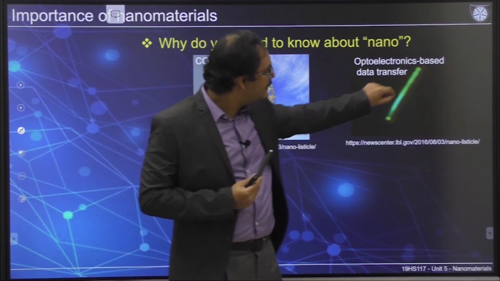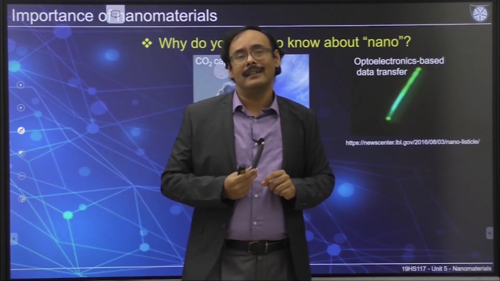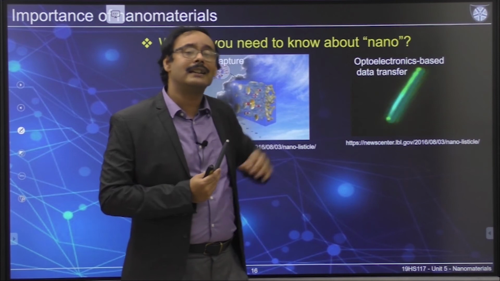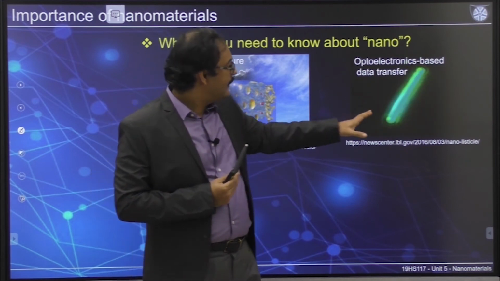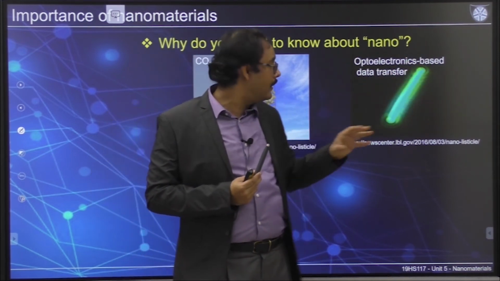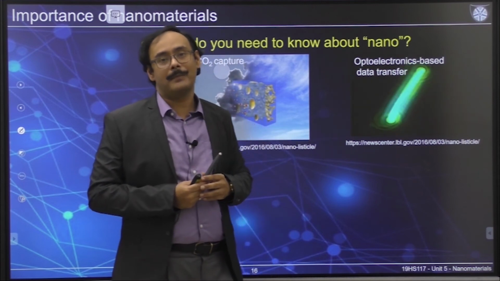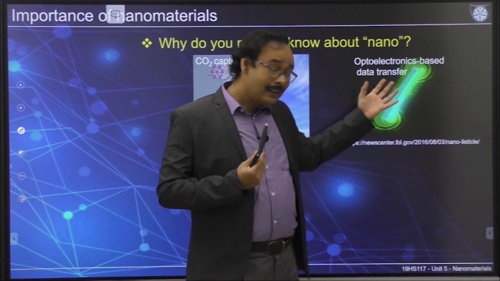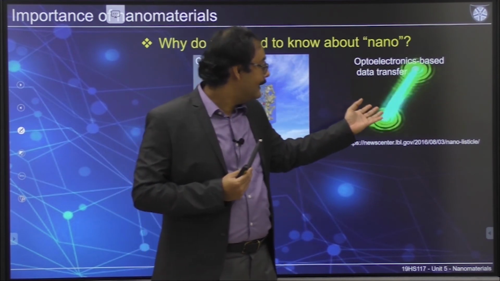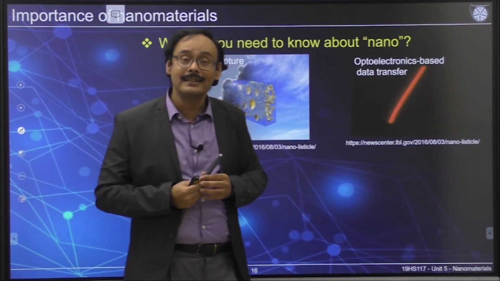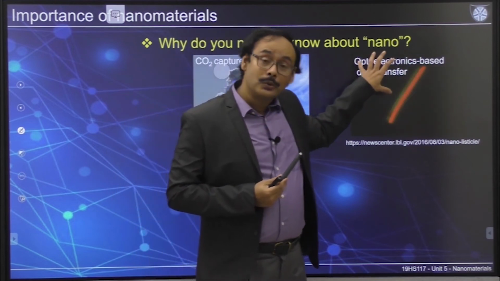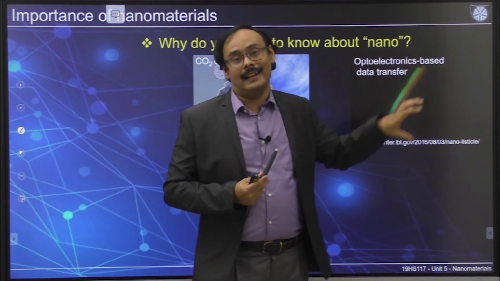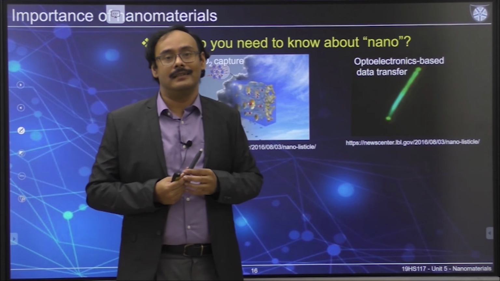When you make this kind of shape and have that particular type of nanomaterial, it not only has unique optical properties, like it glows and everything, but because of this, it can also have the potential to transfer data at a faster rate.